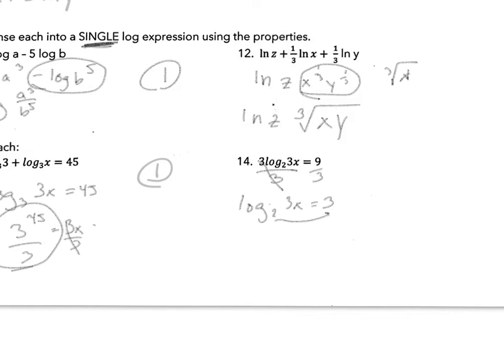And then we do over here. So we have 2 to the third equals 3x. Divide both sides by 3. 2 to the third is 8. 8 divided by 3. We'll just leave it like that. It's simplified. No calculator, so you can't fix it anyway.